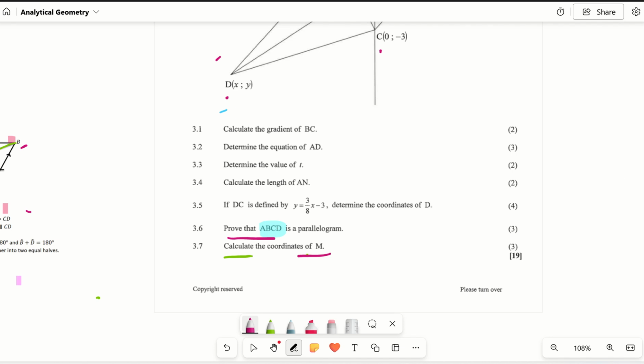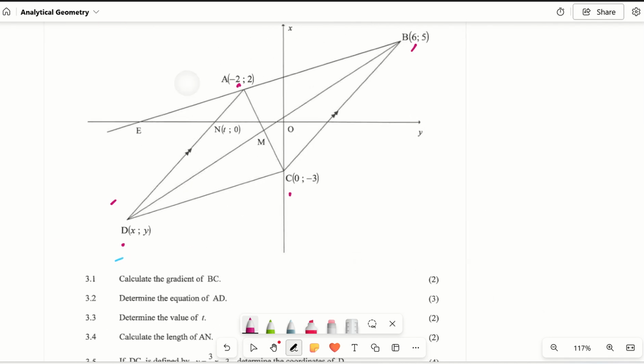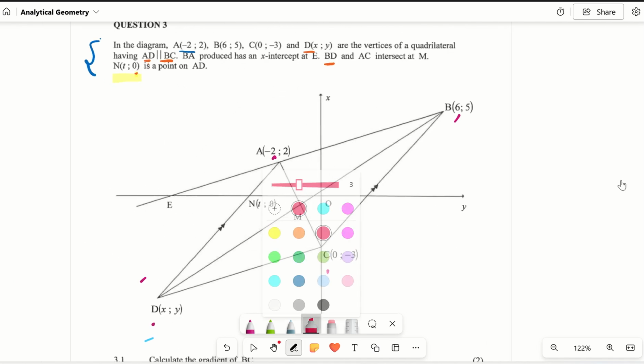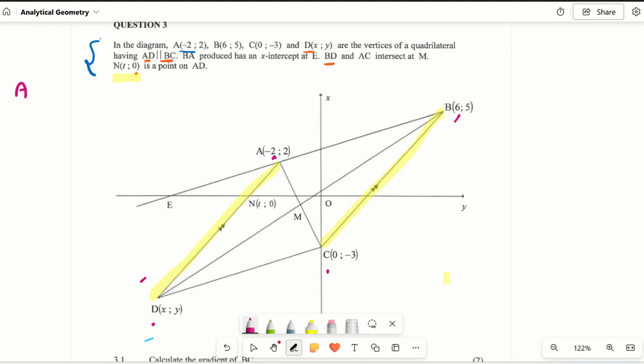Prove that ABCD is a parallelogram. Let us deal with these sides first. This pair of sides, AD and BC. First things first, AD is parallel to BC. It's given there. Now let us deal with the distances. Let's find the distance of AD and the distance of BC. They should be equal.